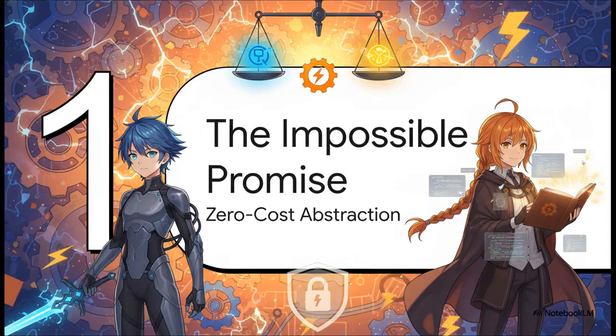But what if you didn't have to choose? What if a language came along and made this, well, almost impossible promise? The productivity of a high-level language with the performance of a low-level one. This brings us right to the heart of Rust, the idea of the zero-cost abstraction.